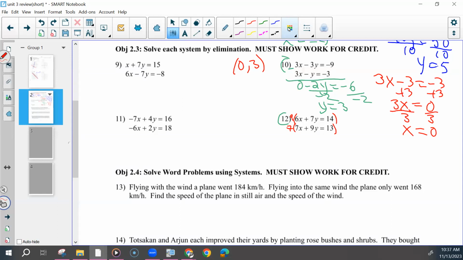To 54x plus 63y equals, multiply 9 and 14, 126. And then 49x plus 63y equals, multiply 13 and 7.